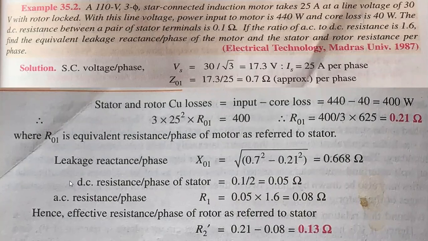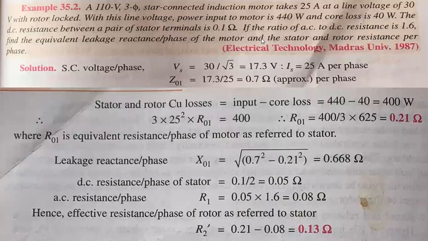Now we have to find out the value of AC resistance per phase of stator and rotor. We know that the DC resistance between a pair of stator terminals is 0.1. So for a pair it is 0.1 DC, and for one terminal it is 0.1 by 2, that is equal to 0.05. So the value of DC resistance per phase of stator is 0.05.